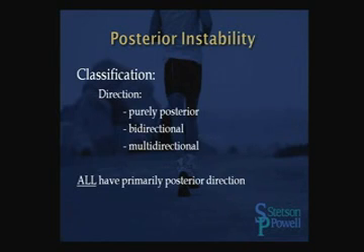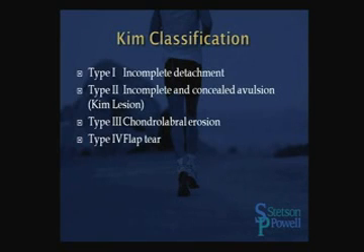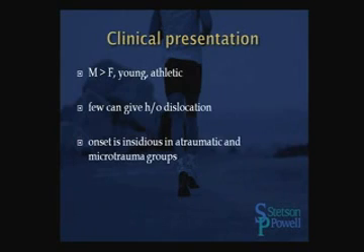The direction can be purely posterior, it can be bidirectional, multidirectional. By definition, they all have primarily a posterior direction, but we'll get to this later on, that the direction can be multifaceted. Again, it can be macrotrauma, microtrauma, atraumatic. Kim classification out of Korea, he described that on arthroscopic evaluation where type 1 is an incomplete detachment, type 2 was incomplete and concealed avulsion, type 3 was a chondrolabral erosion, and type 4 was a flap tear.